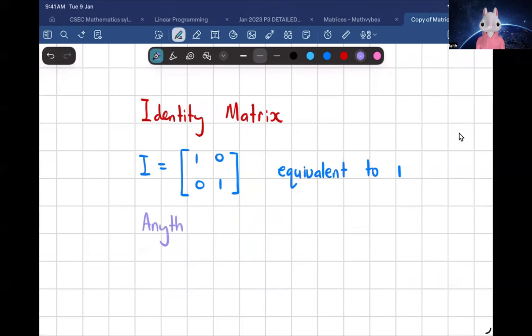So anything by the identity matrix is anything. Does that make sense? Because you're putting in anything and you're going to get anything out.